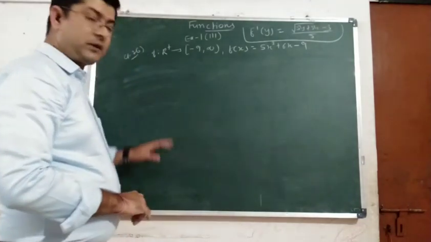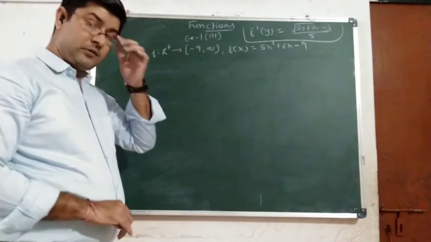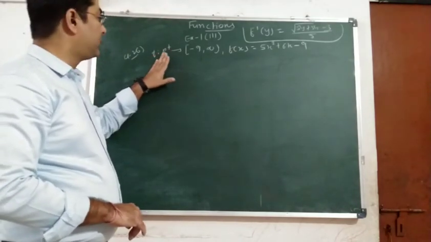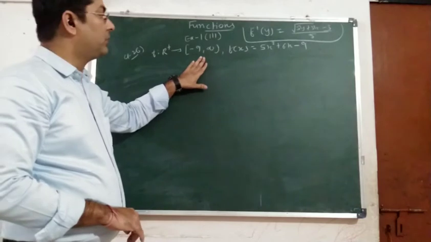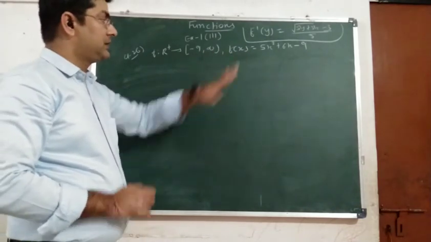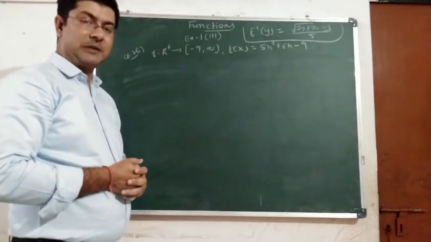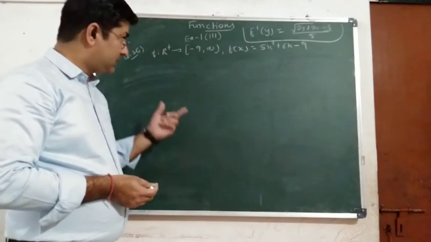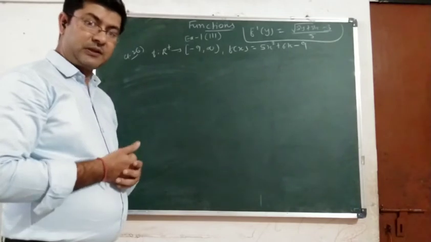Okay, now let us solve question number 26. Question number 26 is like this. Function f from R plus to R plus, codomain, defined by f of x is equal to 5x square plus 6x minus 9 is given. We have to check the invertibility. It means whether the function is invertible or not.